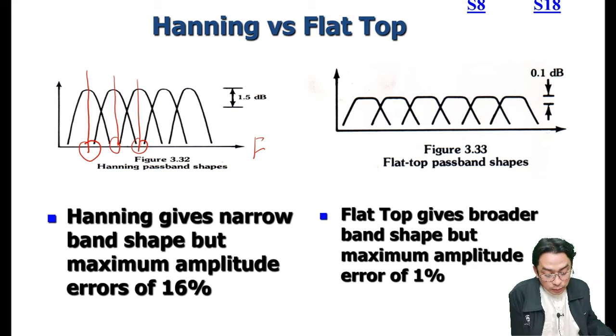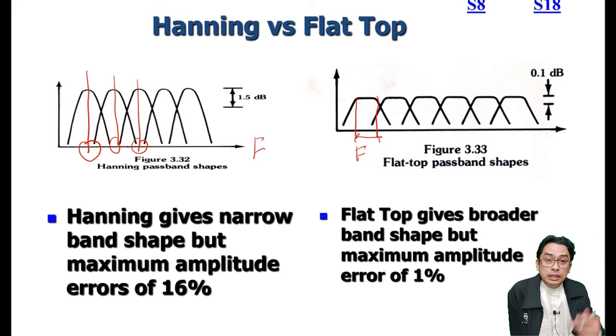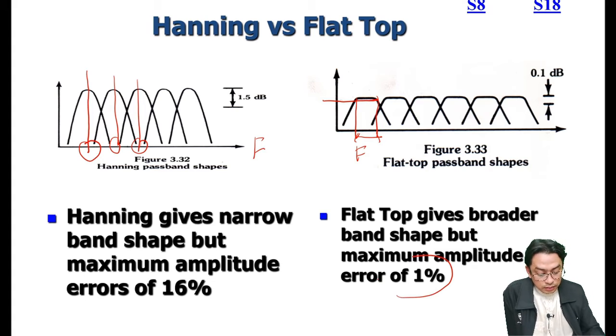But for the flat top, it gives you a broader shape of the top. That means we don't know, we have a range of frequency. So we have a lot of uncertainty in terms of frequency. But it will give the value for amplitude with the error of 1%. So it has pros and cons.